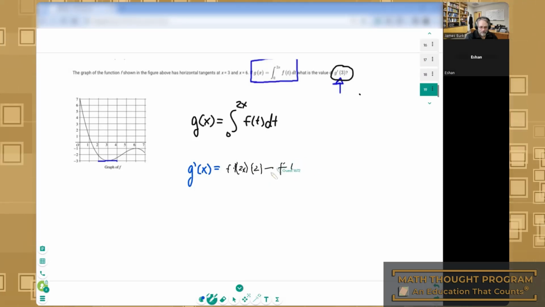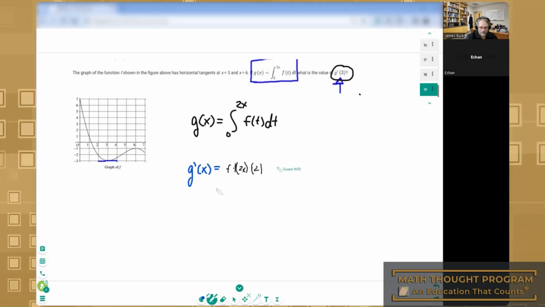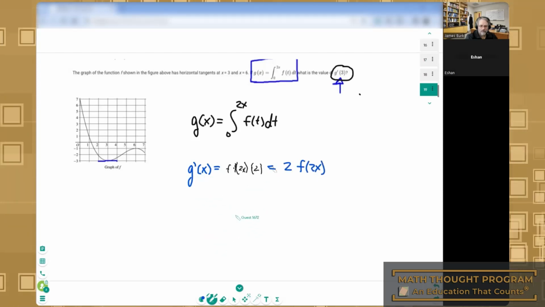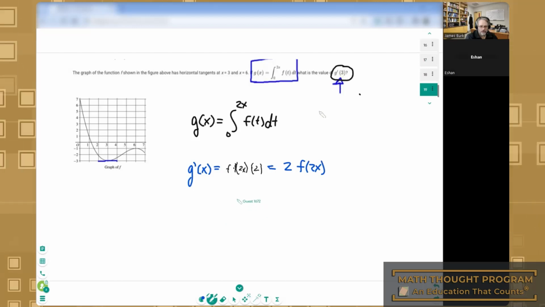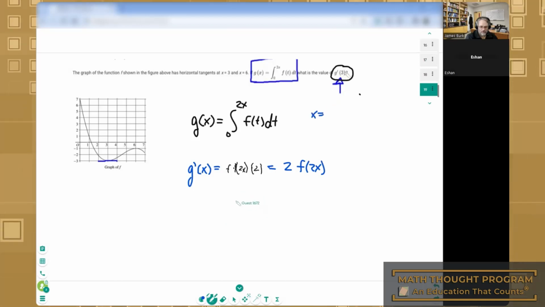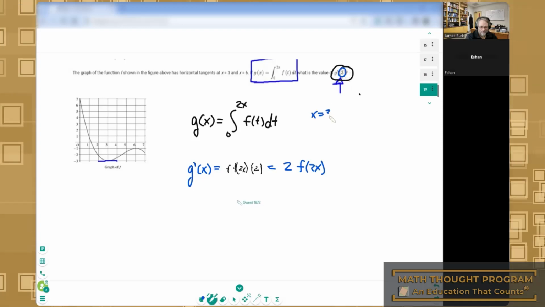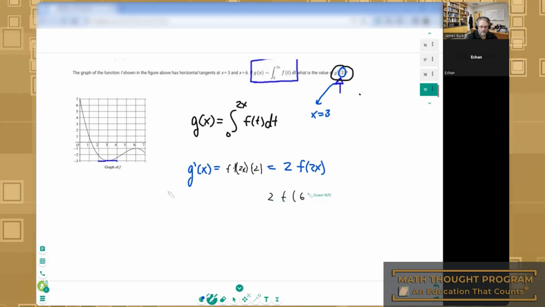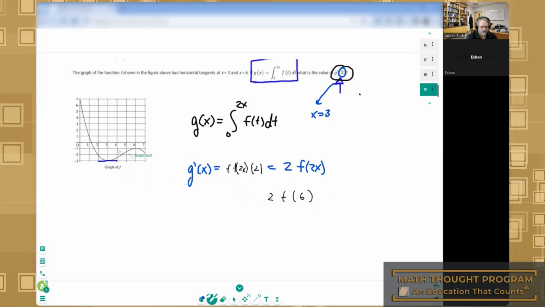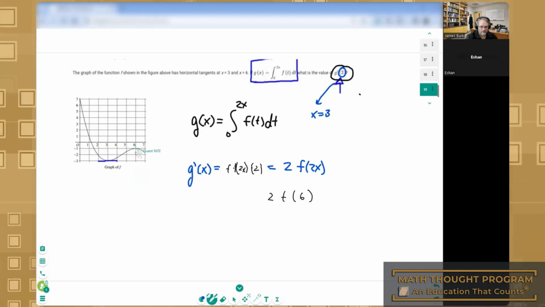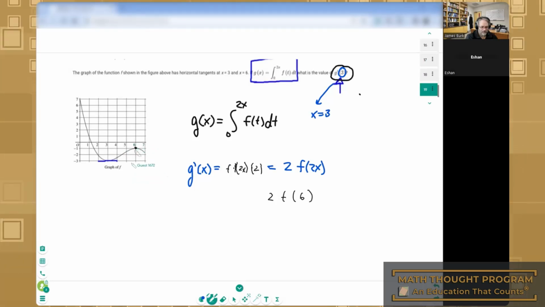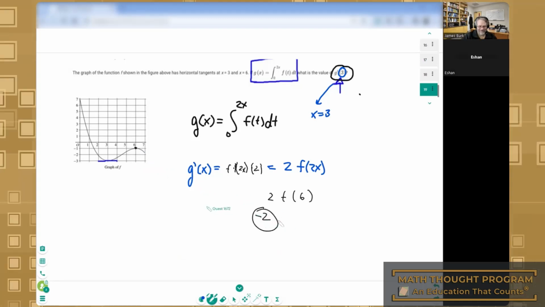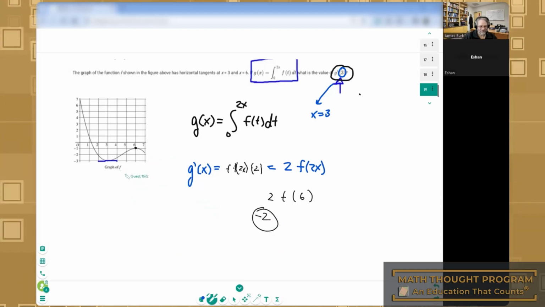Okay, so that's what G prime is. What you're going to do next is take the X and what's it telling you to do? Make it three. Where's f of 6 at? Right there. And that's a value of -1. So what you get then is... very good. Very good.